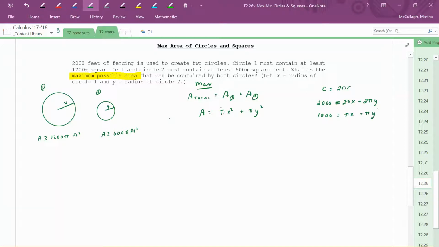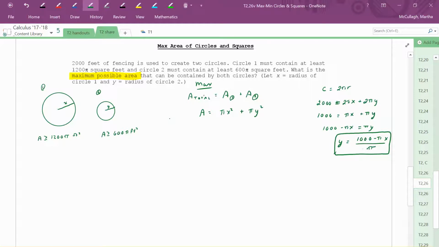Well, my goal here is to get rid of one of my variables. I'd just as soon get rid of the y. You could get rid of either one you want, but let's solve for the y here. I have 1,000 minus pi x equals pi y, or y equals (1,000 minus pi x) divided by pi. So, important equation, I'm going to put it in a box so I can come back and find it. That's my substitution equation.